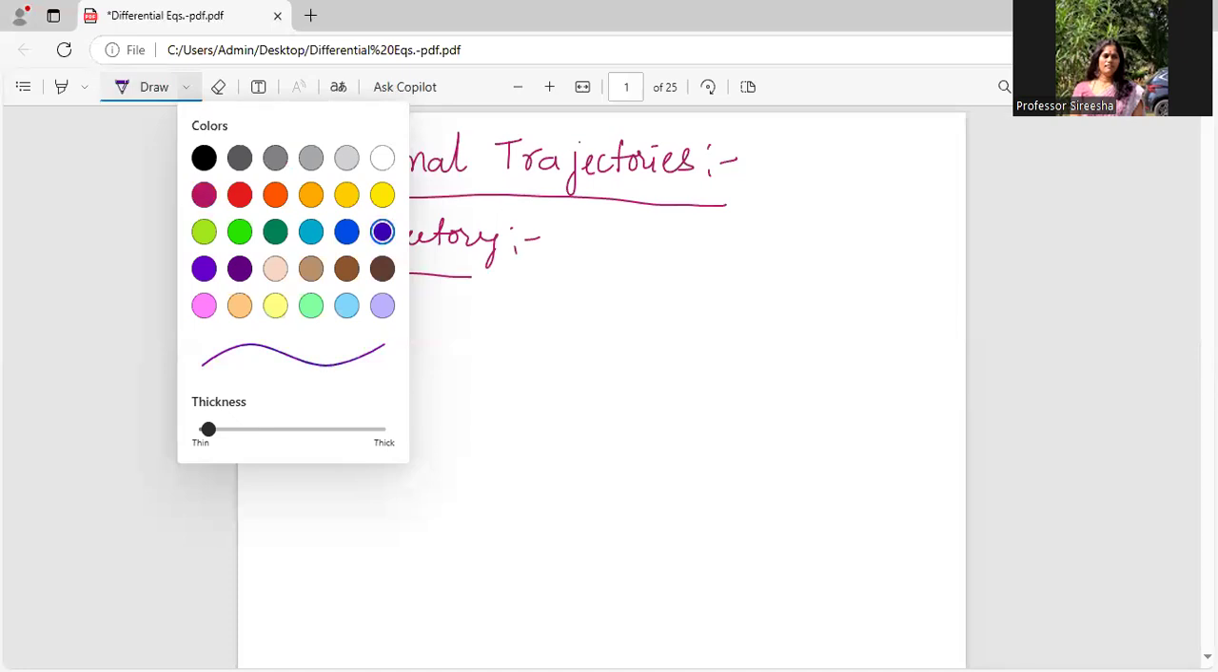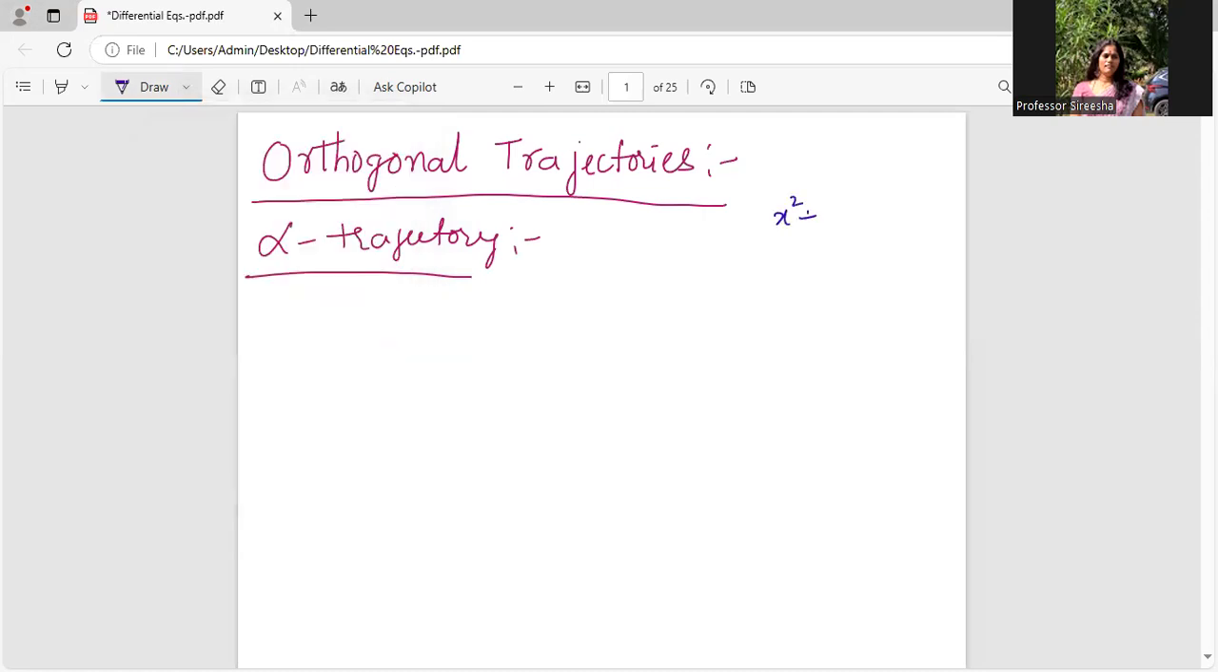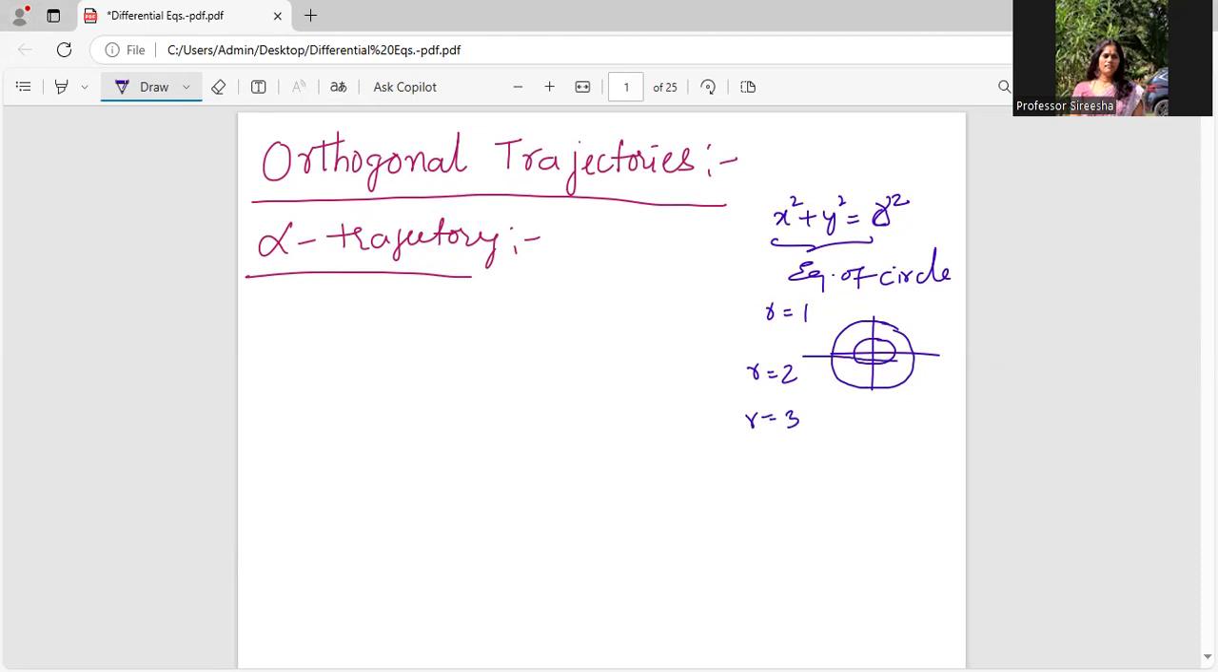Suppose I have a family of curves, like x square plus y square is equal to c square. All of you know that this is the equation of a circle, right? Now, if I keep changing c square or r square, whatever, for r equal to 1, I'll be getting a circle with radius 1. If r is equal to 2, I'll be getting a circle with radius 4. And for r equal to 3, again, I'll be getting another circle with radius 9. So basically, these are all concentric circles.